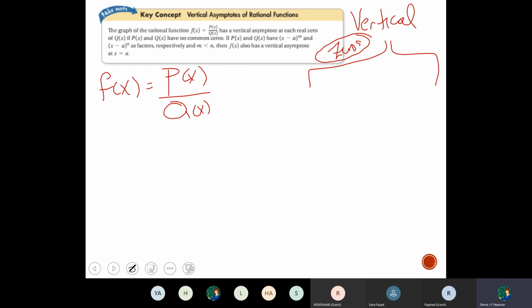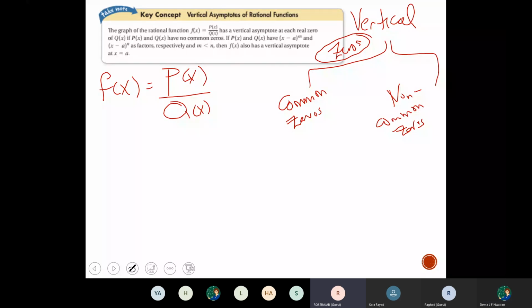If the zeros are common zeros, what do I have to do, and if they are non-common zeros, what do I have to do? Common zeros means that there are common zeros between the p of x and q of x, between the numerator and the denominator. So what do you mean about common zeros? Wait a minute, I will explain for you.